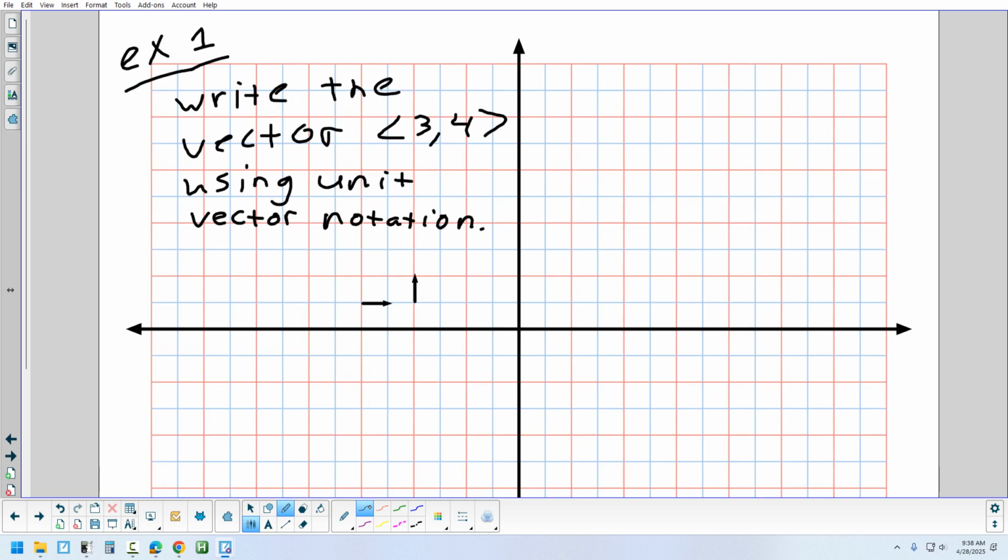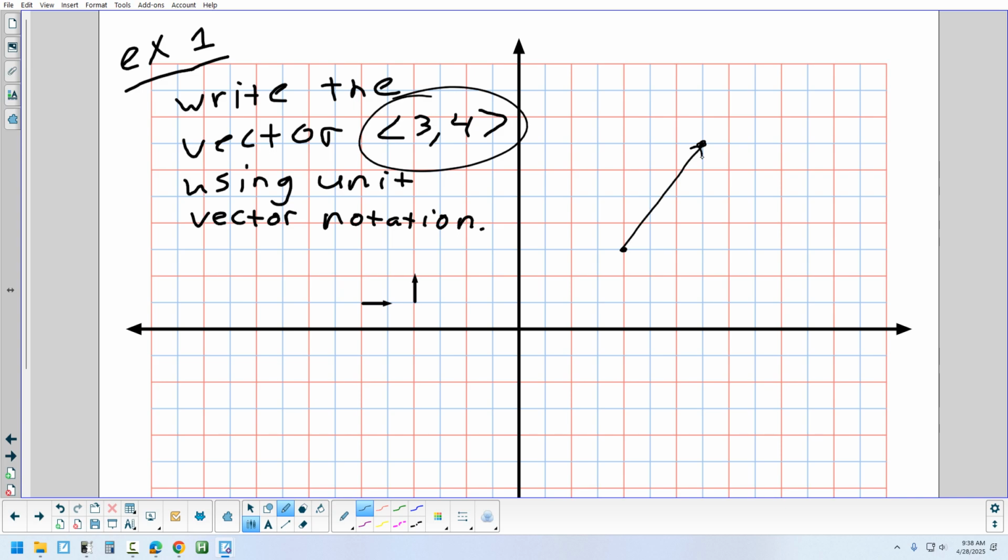Okay, first, let me just draw it. When I have that notation, does it matter where I put the vector? No, that notation, remember, it doesn't tell me where to put it. The most common place is the origin, so I could put it there. But I don't have to. I can put it anywhere I want, as long as I go 3 units right and 4 units up. That's the vector 3, 4.